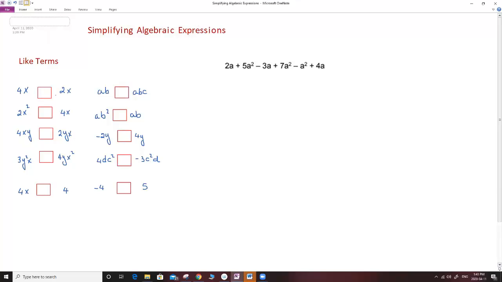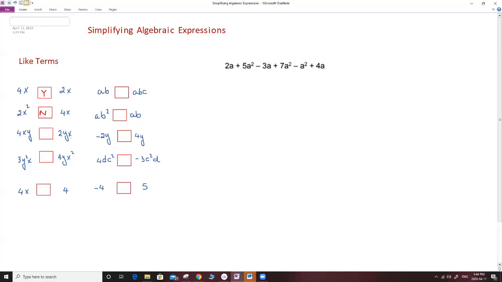So is 4x, can I combine it with 2x? Or with another question, are they like terms, which means they are from the same family? Yes. Even if the coefficient is different, I don't care. This is a value. So if I have 4 apples and 2 apples, yes, they are like terms. 2x squared and 4x. Here, the answer is no. Why no? Because x to the power of 2 is different than x. It's not because of the coefficient, it's because of the exponent.